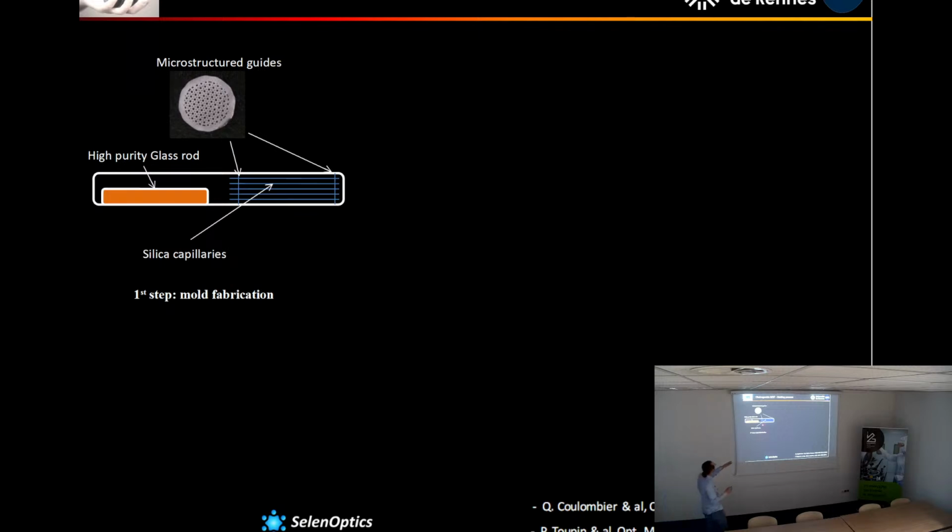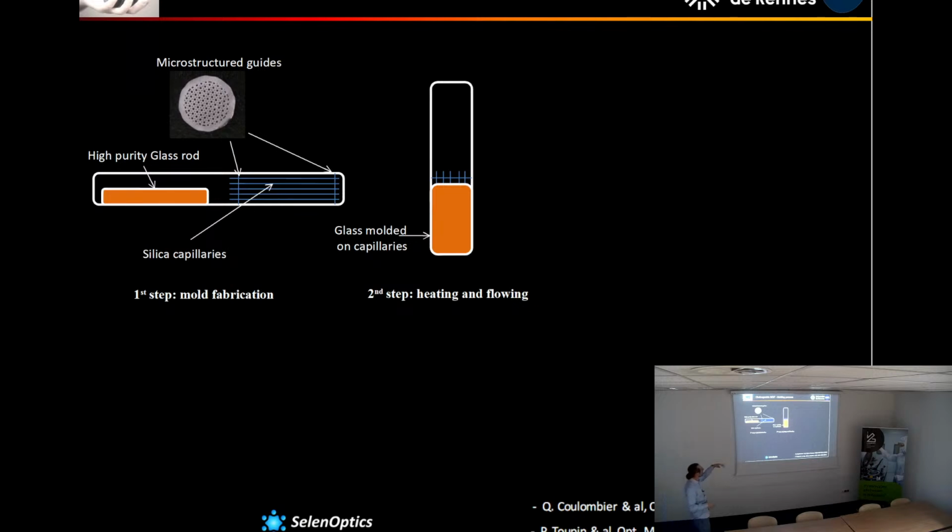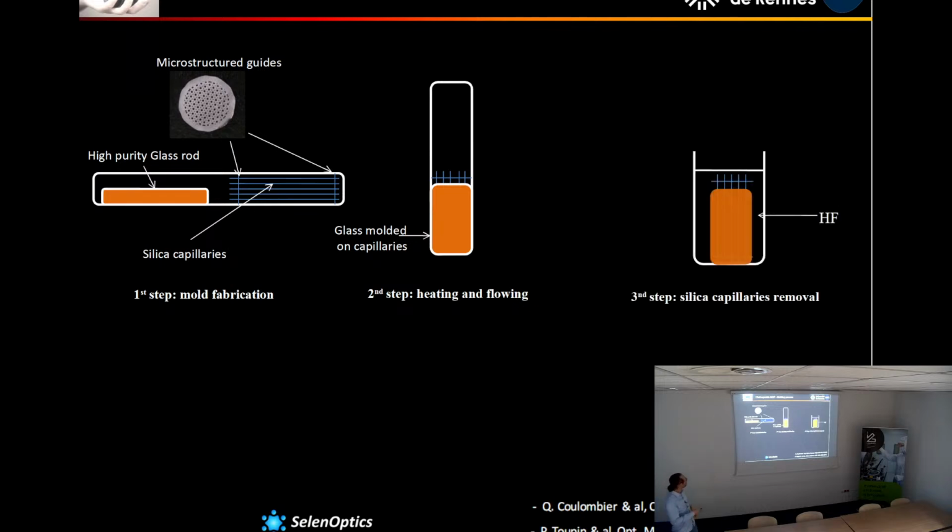So we need here capillaries of silica. We need guides, okay, put into vacuum in a silica ampoule. This is a silica ampoule. By using the temperature, the chalcogenide glass will flow down on the mold. So of course, at the end, we have to break the silica ampoule.